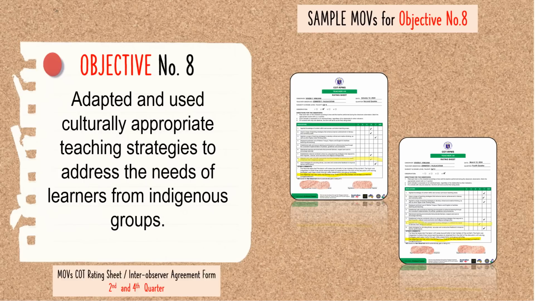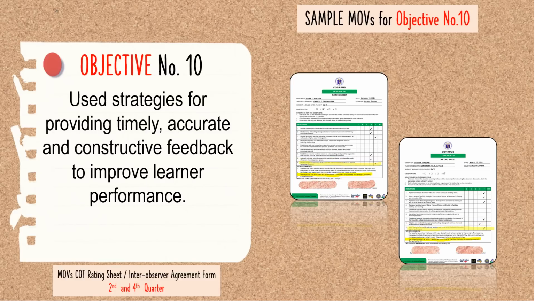Objective number 8, adapted and used culturally appropriate teaching strategies to address the needs of learners from indigenous groups. So this is observable indicator number 8 during second and fourth quarter. Kaya dalawang MOV po ang ilalagay natin sa ating portfolio. Ang objective number 9 po natin ay non-observable, so later po natin siya i-discuss.